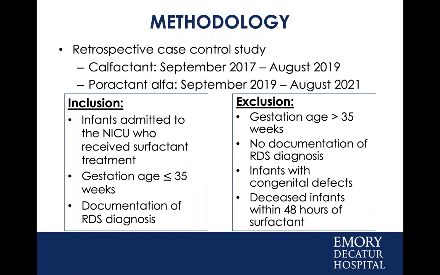This retrospective cohort case control study included premature infants born at 35 weeks or earlier who were admitted to the NICU with RDS and treated with either Poractant alfa or Calfactant. Infants with congenital defects and infants discharged within 48 hours of surfactant were excluded from this study. Calfactant data was collected for 2 years prior to the switch, and Poractant alfa data will be collected for 2 years after the switch. I'm reporting the preliminary data for 7 months after the switch to Poractant alfa.